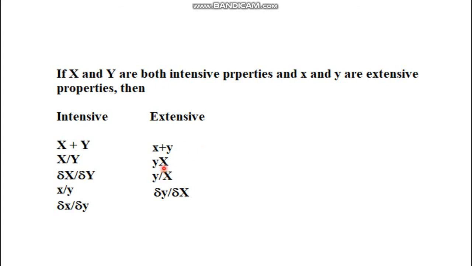If you multiply one intensive property with an extensive property, then another extensive property will be obtained. If you divide any extensive property by any intensive property, then an extensive property will be obtained. Similarly, if you differentiate one extensive property with an intensive property, then an extensive property will be obtained. You can take examples of intensive and extensive properties and try them at home yourselves.